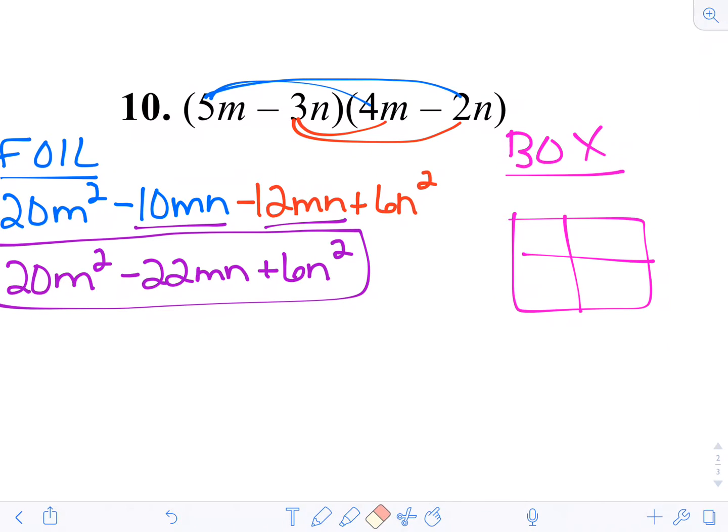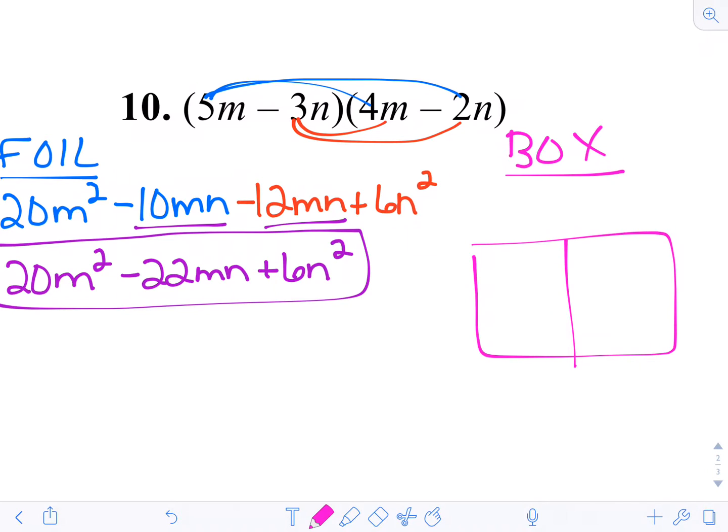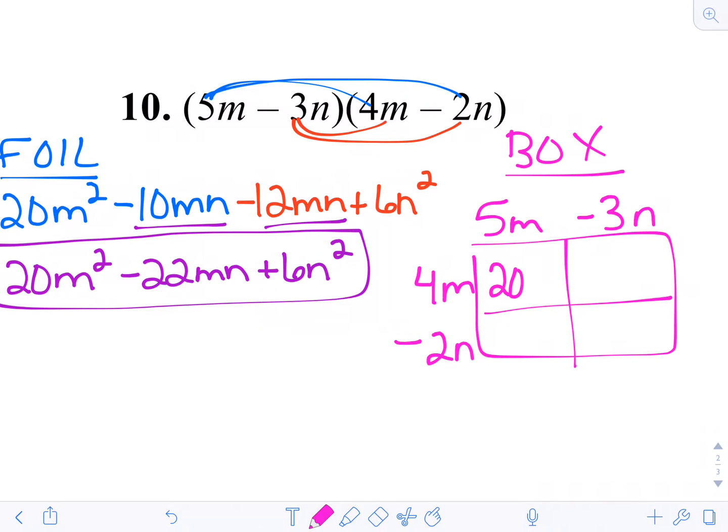Make my box a little bit bigger. Okay, there we go. Alright, so I have 5m minus 3n, and I have 4m minus 2n. Okay, so 4 times 5 is 20. M times m is m squared. 4 times negative 3 is negative 12. M times n is just mn. Negative 2 times 5 is negative 10. N times m is just mn.